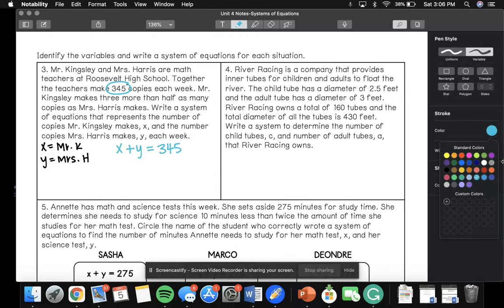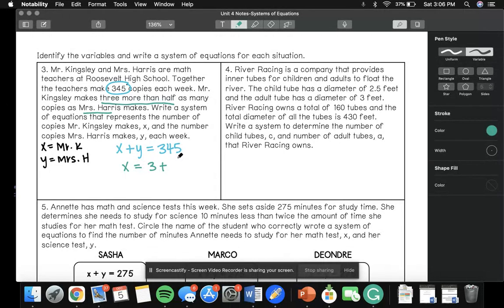Okay? Another situation that I know is that Mr. Kingsley makes 3 more than half as many as Ms. Harris. So Ms. Harris makes a lot more. Okay, so Mr. Kingsley X is equal to 3 more, so to add 3, than half as many as Miss Harris. So I basically just wrote 3 more, which means to add, half as many as Miss Harris.